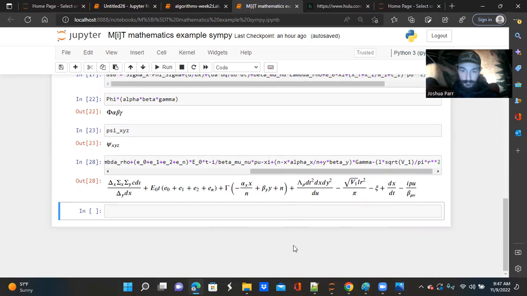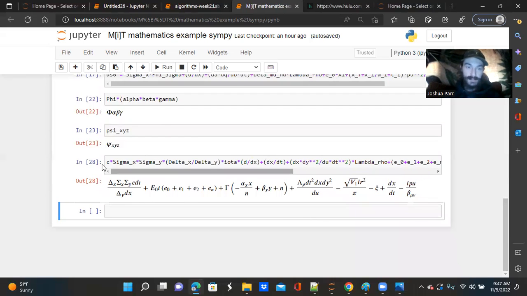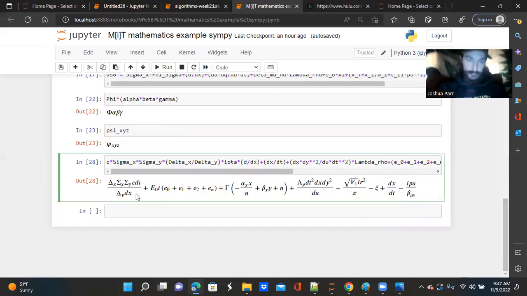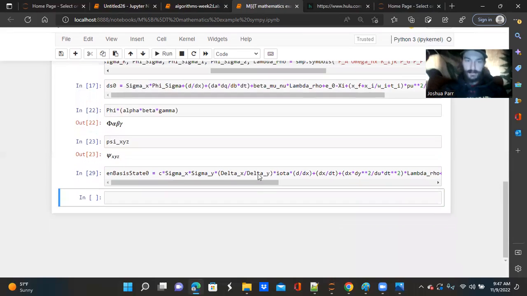So, isn't that nifty? We're going to save this as my energy basis state. And now we're going to create a state that is on. We're going to create a moving state.